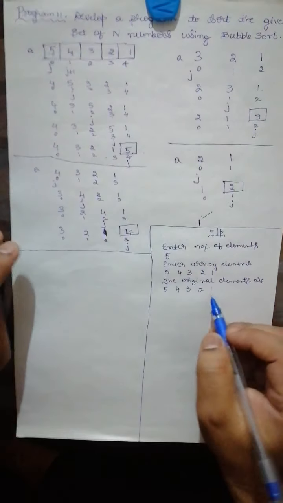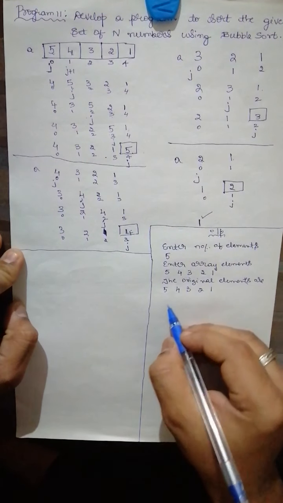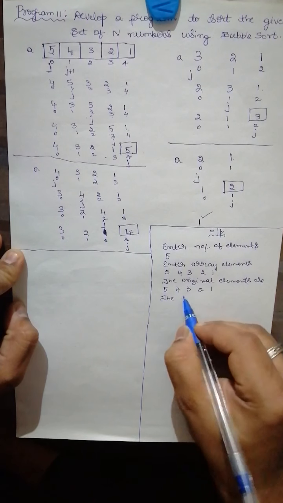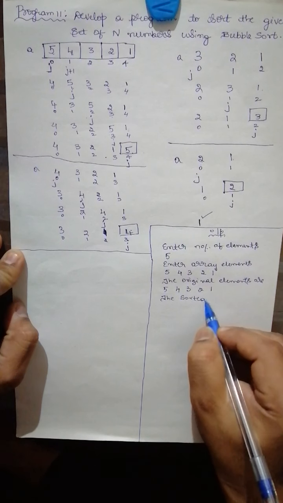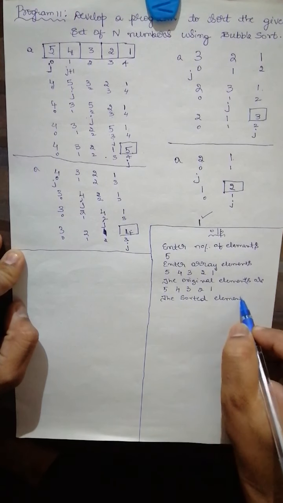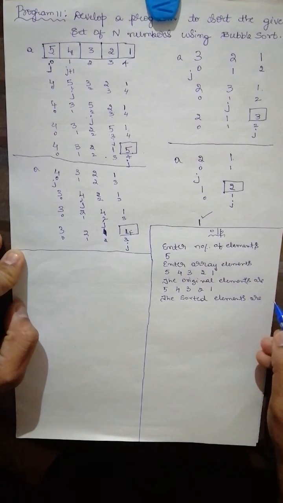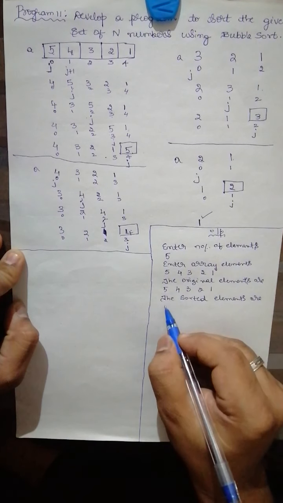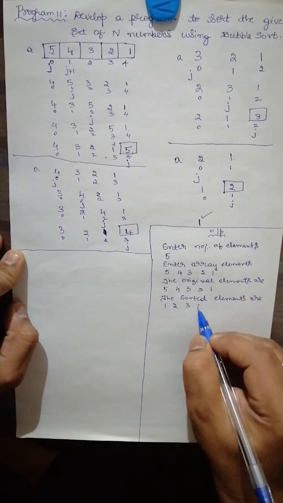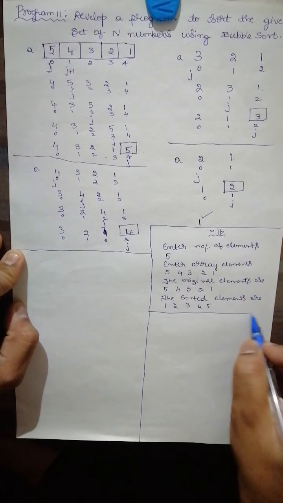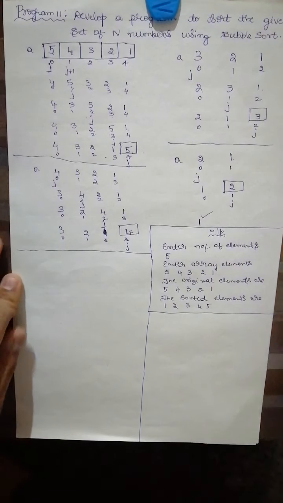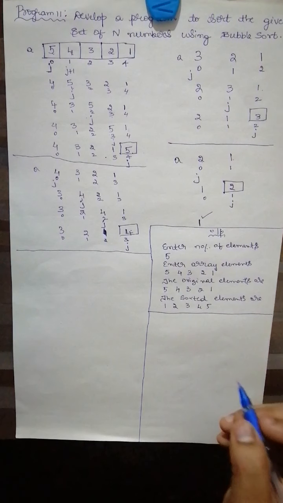Once the elements are sorted, I will display the sorted elements. Before displaying, I will tell the sorted elements are. So upon sorting, I will get the elements in this manner: 1, 2, 3, 4, 5. This is the expected output of this program. Keeping this output as a reference, I will start writing the program.